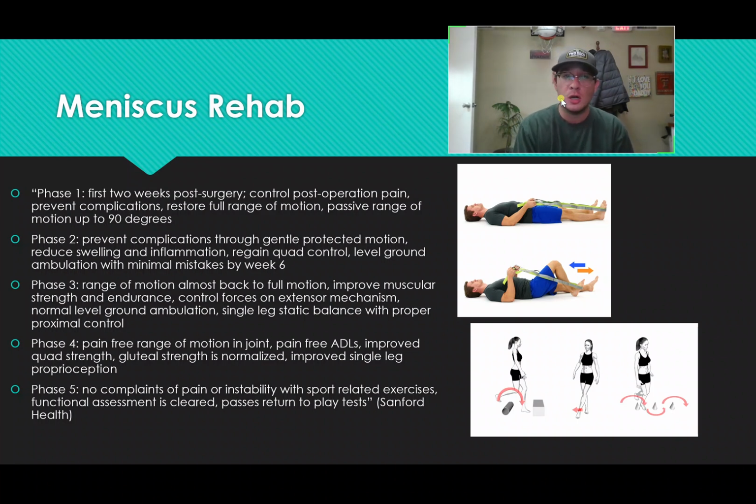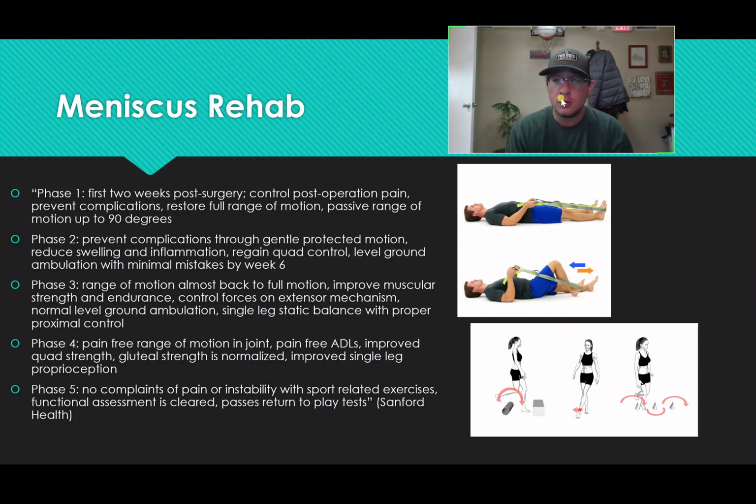It's going to be very important going down the road. Level ground ambulation with minimal mistakes by week 6. So ambulation is basically the gait cycle, walking correctly. All the stages are completed with very minimal mistakes, obviously, by week 6. So getting them back to walking in a straight line, getting all the stages correct in that gait cycle.